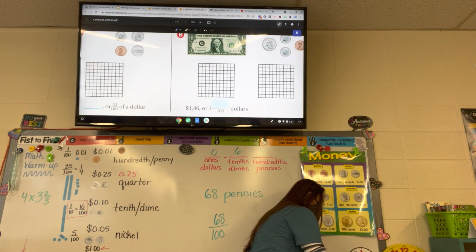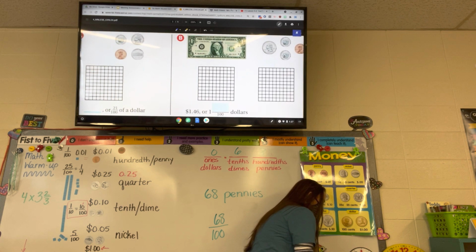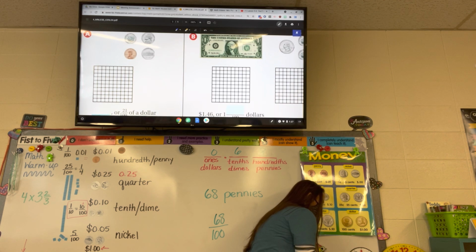Okay, so first on A, what's that first coin? A dime, which is worth 10 cents. So I'm going to write a 10 on it. And you can write a 10 out here if you want and draw an arrow or something like that. Okay, what's the next coin? A nickel, which is worth 5 cents.